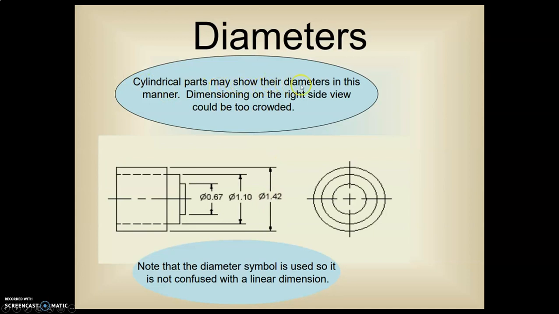Cylindrical parts may show their diameters in this manner. Dimensioning on the right side view could be too crowded. Note that the diameter symbol is used so it's not confused with the linear dimension. We should always dimension cylindrical parts in their rectangular view, and then we use the diameter symbol to indicate that it is a circular object.